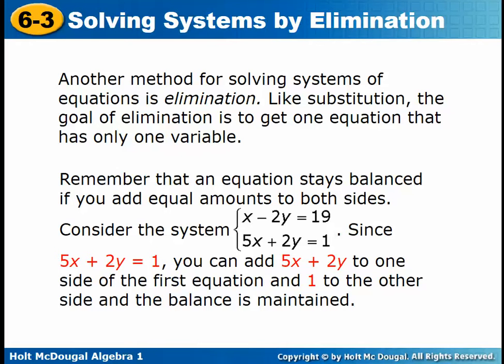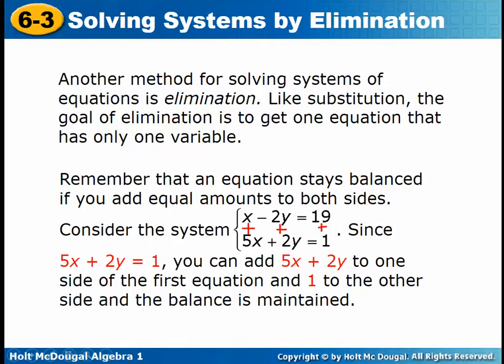It'll stay equal. So in this system of equations, x minus 2y equals 19 and 5x plus 2y equals 1, since 5x plus 2y equals 1, we could add 5x plus 2y to one side of the first equation and 1 to the other side, and the balance is maintained because they're equal to each other. In other words, we're going to add these two equations together. We add the x's, the y's, and the numbers. We can do this because it's the same as adding the same thing to both sides of an equation.